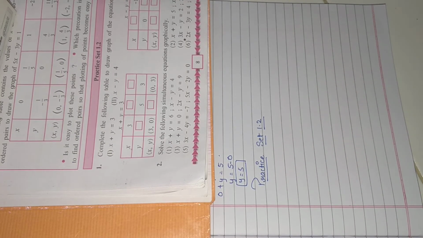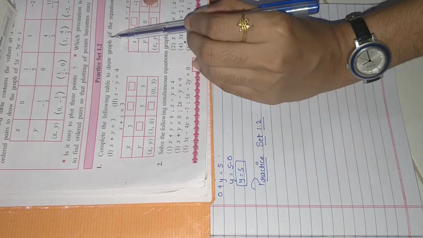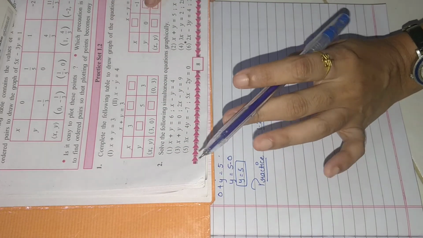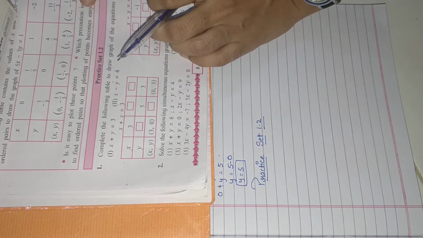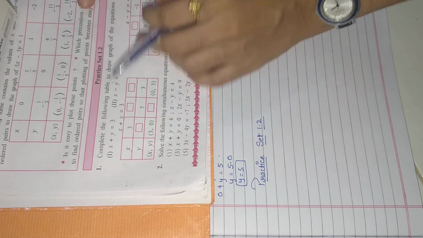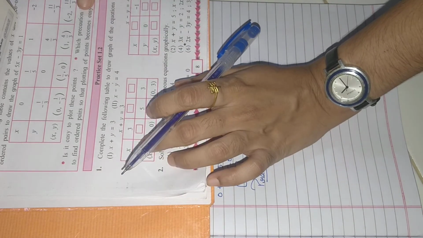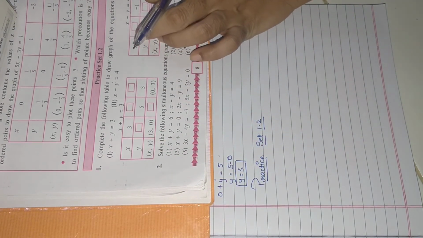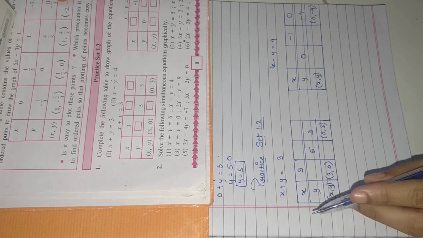So what they have given in practice set 1.2, again you have an activity here. Complete the following table to draw a graph of the equation. In this sum you are not supposed to draw any graph, but they wish to complete the table for which they can draw the graph. You are not supposed to draw any graph for this question. They have just asked you to complete the table. Okay, this is what they have provided you with.